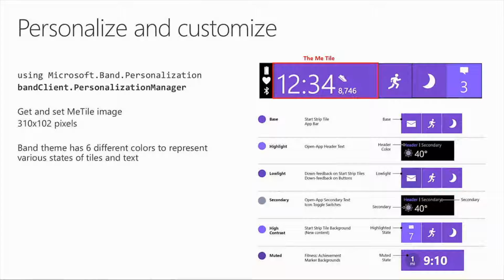The second thing you can do is change the color theme of the Microsoft Band. The Band has 6 different colors that it uses to differentiate the different states of the tiles. The 6 colors together become a theme. You can define your own theme and set that theme on your own tile. You can also, using the SDK, change the theme for all of the Microsoft Band tiles.